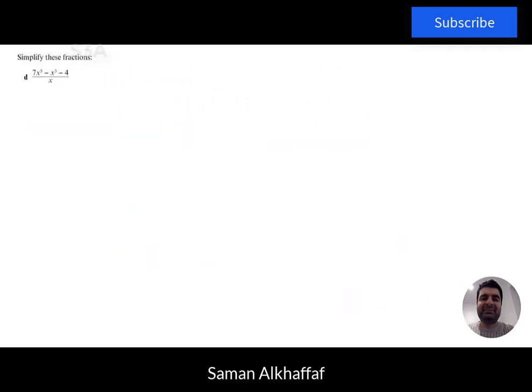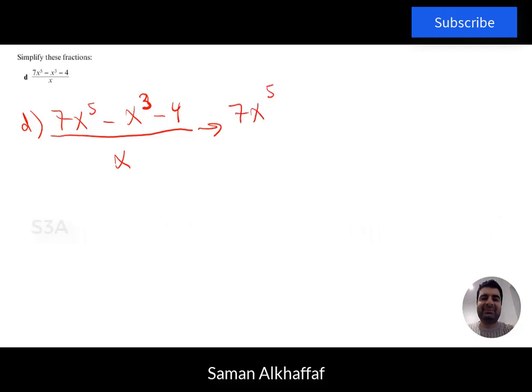In this example, we have the expression shown and we are asked to simplify to its simplest form. So we have 7x to the power 5 minus x cubed minus 4 all divided by x. So first we break down the terms, so that will give us 7x to the power 5 over x minus x cubed over x minus 4 over x. So first we will try to move the denominator up, so that will eliminate 1 from the powers.